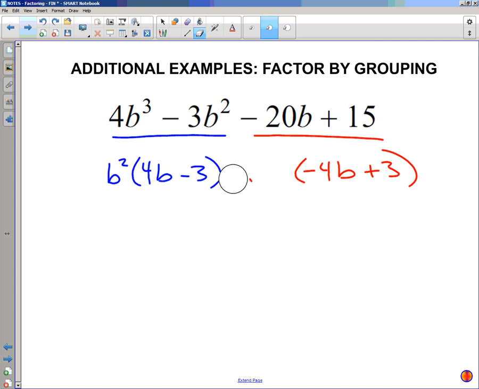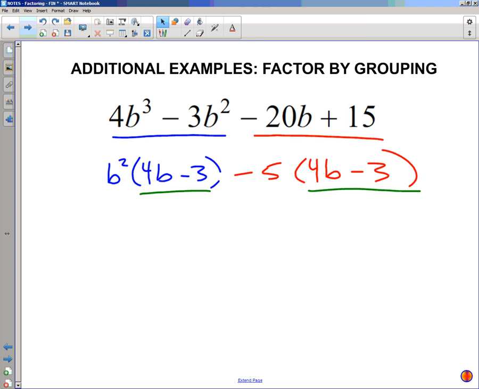So rather than factoring out a plus 5, let's try and factor out a negative 5 instead. When we factor a negative 5 out of a negative 20, that's going to give us a positive 4b this time. And 15 divided by negative 5 would be negative 3. So now our two binomials match.